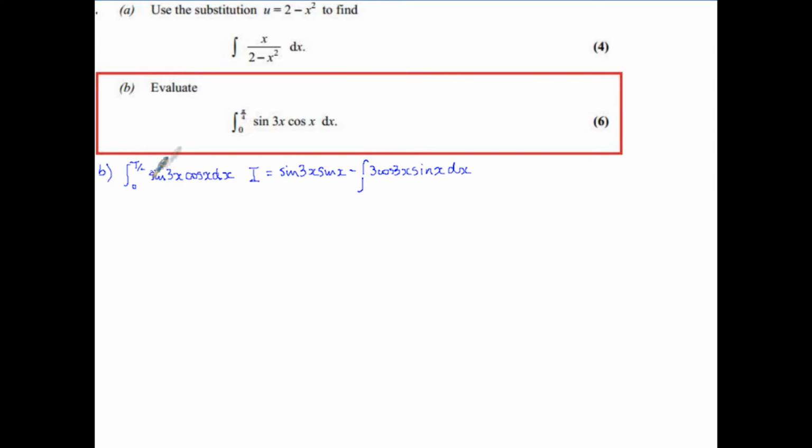When we integrate by parts, we differentiate one part. I'm choosing to differentiate sin 3x, and we integrate the other part. I'm choosing to integrate cos of x. So the first part is: leave the sin 3x alone, integrate cos x. The second part is we take away the integral of, differentiating sin 3x, we get 3 cos 3x, and integrating cos x, we get sin x.